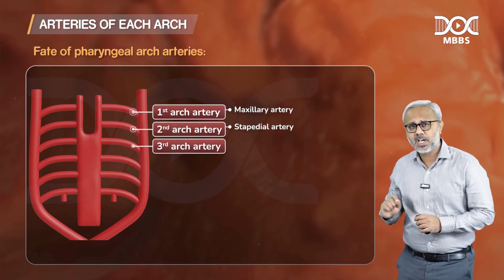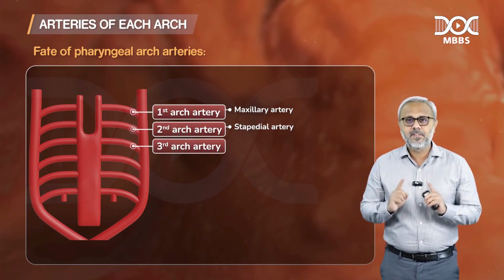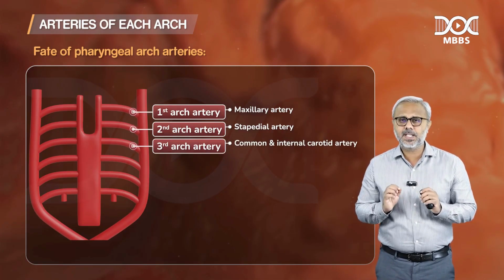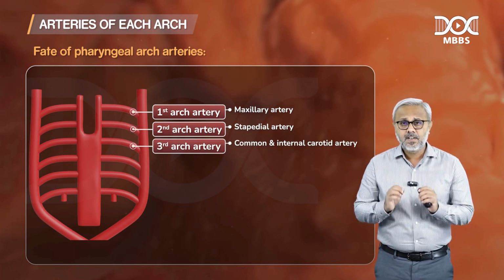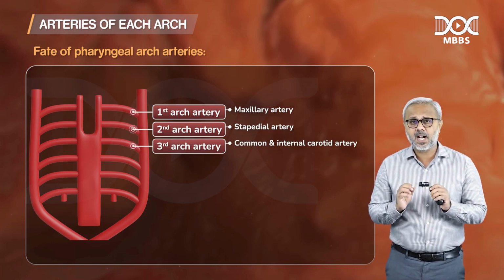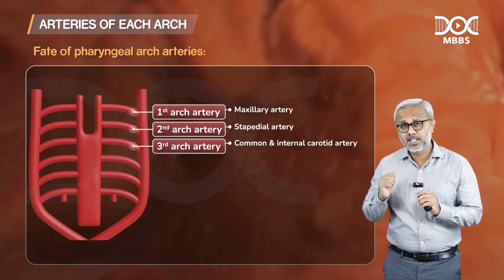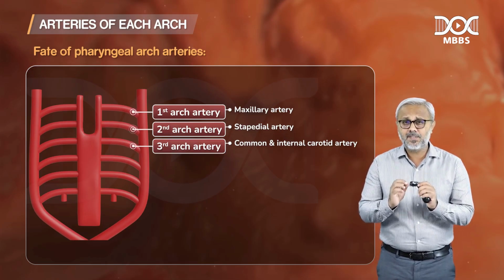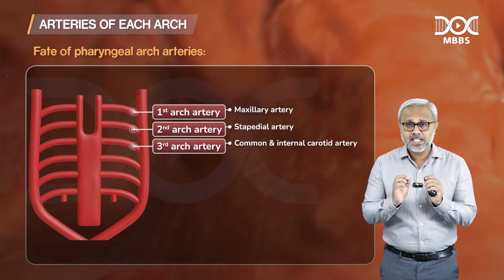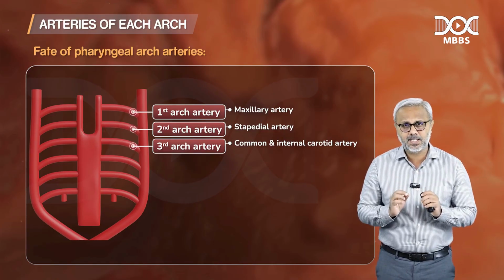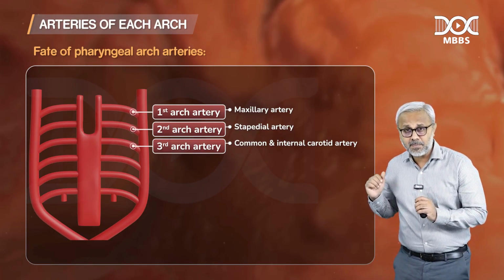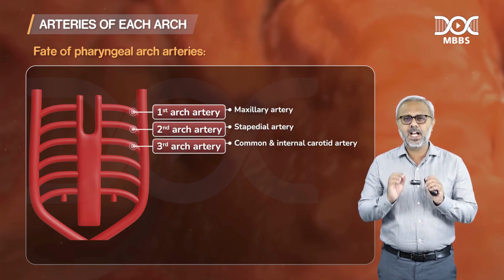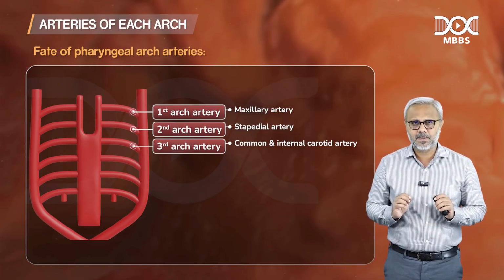The third pharyngeal artery on both the sides will give rise to common carotid artery and internal carotid artery. Fine. Where exactly the external carotid artery comes from? Remember, this is developed from the dorsal aorta. We will learn about the development of the arteries of the head and neck in the chapter of the cardiovascular system development. But for time being, the third arch artery gives rise to common carotid and internal carotid on both the sides.